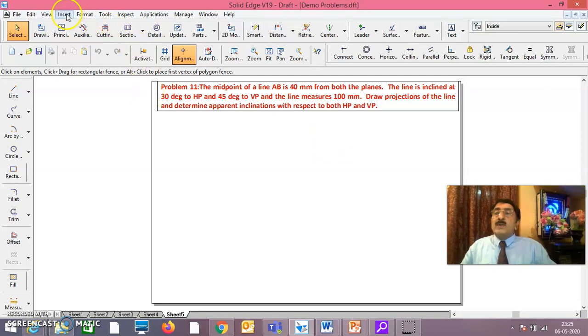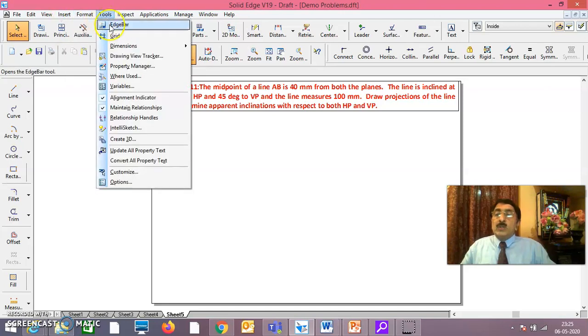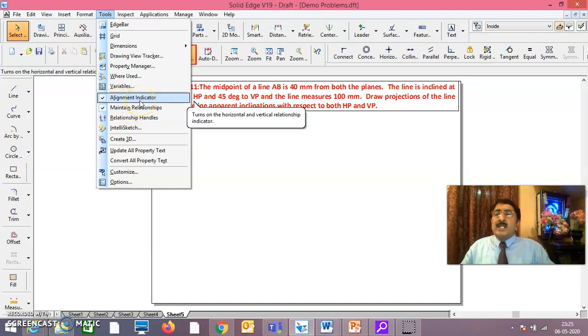And also, I have told you under Tools, compulsorily you see that Alignment Indicator is on and Maintain Relationship is also on. If Maintain Relationship and Alignment Indicator are off, it will cause so many problems. Alignment Indicator will help you complete problems faster. If Maintain Relationship is on, the dimensions won't change automatically. That is why Alignment Indicator and Maintain Relationship should be on.